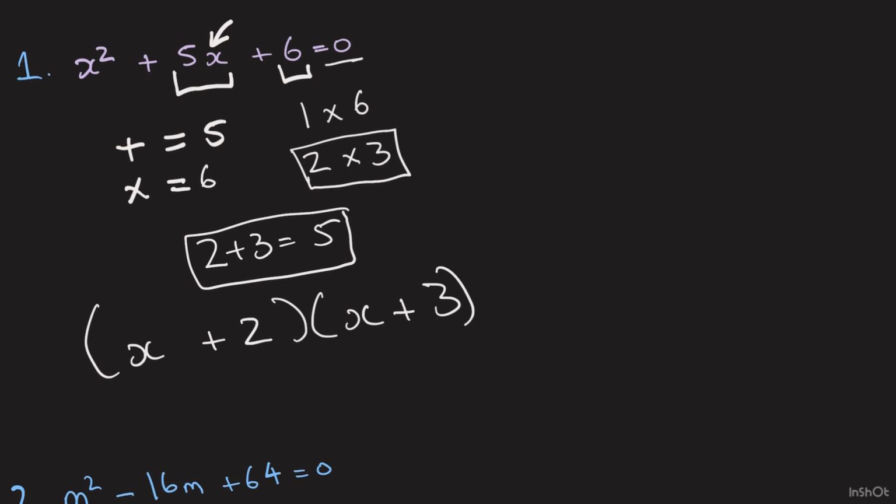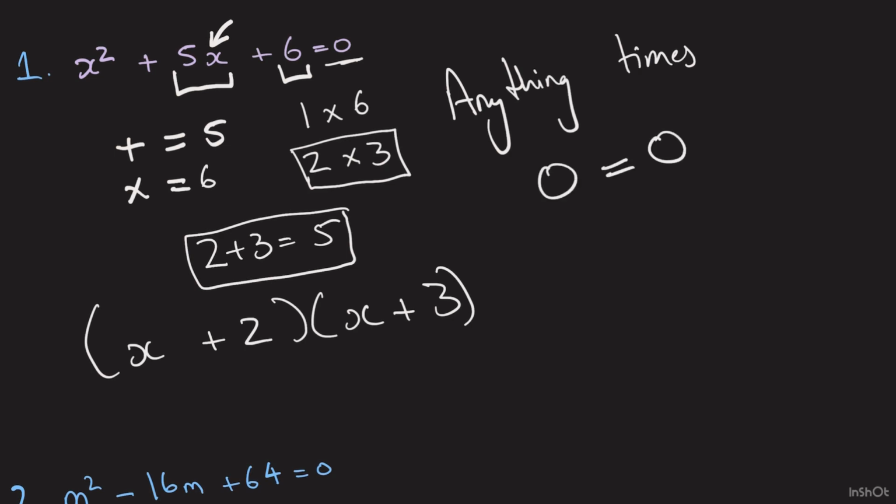Because it wants us to solve the equation for when it equals 0, it's asking us for what x number do we get the answer 0. So the main concept here is anything times 0 equals 0. So if we make any of these two brackets equal 0, the final answer will be 0.